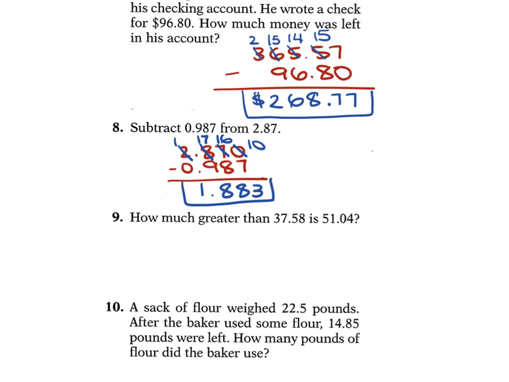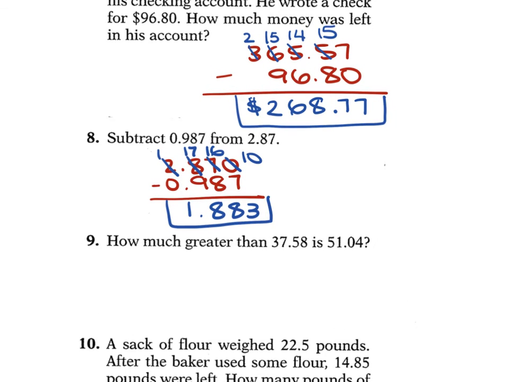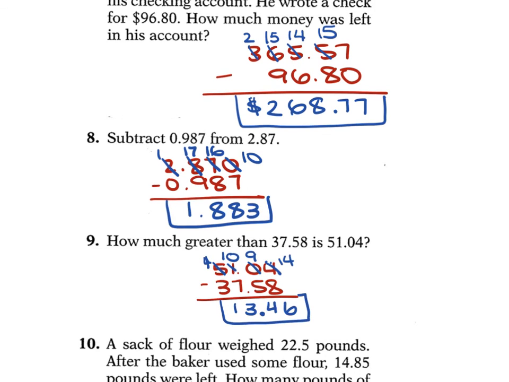For 9, it says how much greater than 37.58 is 51.04. So we're going to subtract these. My 4 is going to become a 14, making the 0 a 9, which makes the 1 a 0. You can't subtract 7 from 0, so it becomes a 10, making the 5 a 4. 14 minus 8 is 6. 9 minus 5 is 4. Drop a decimal point. 10 minus 7 is 3. 4 minus 3 is 1. So 13.46.